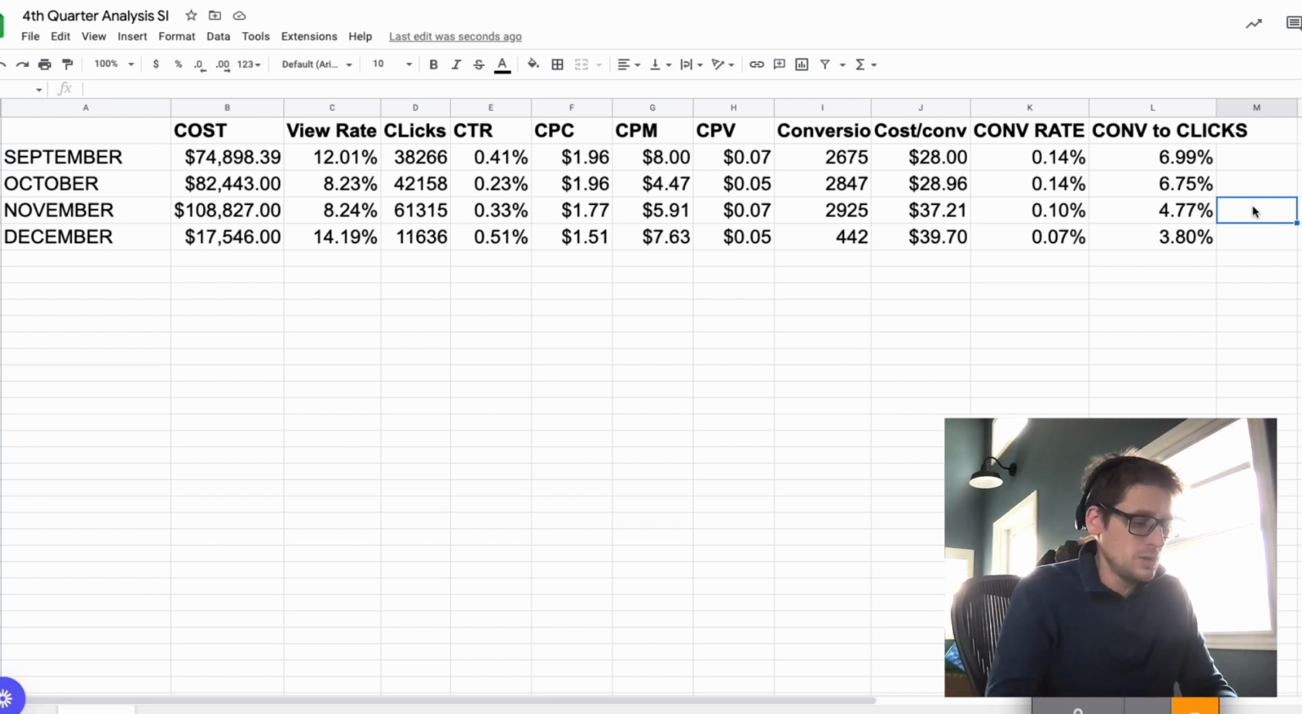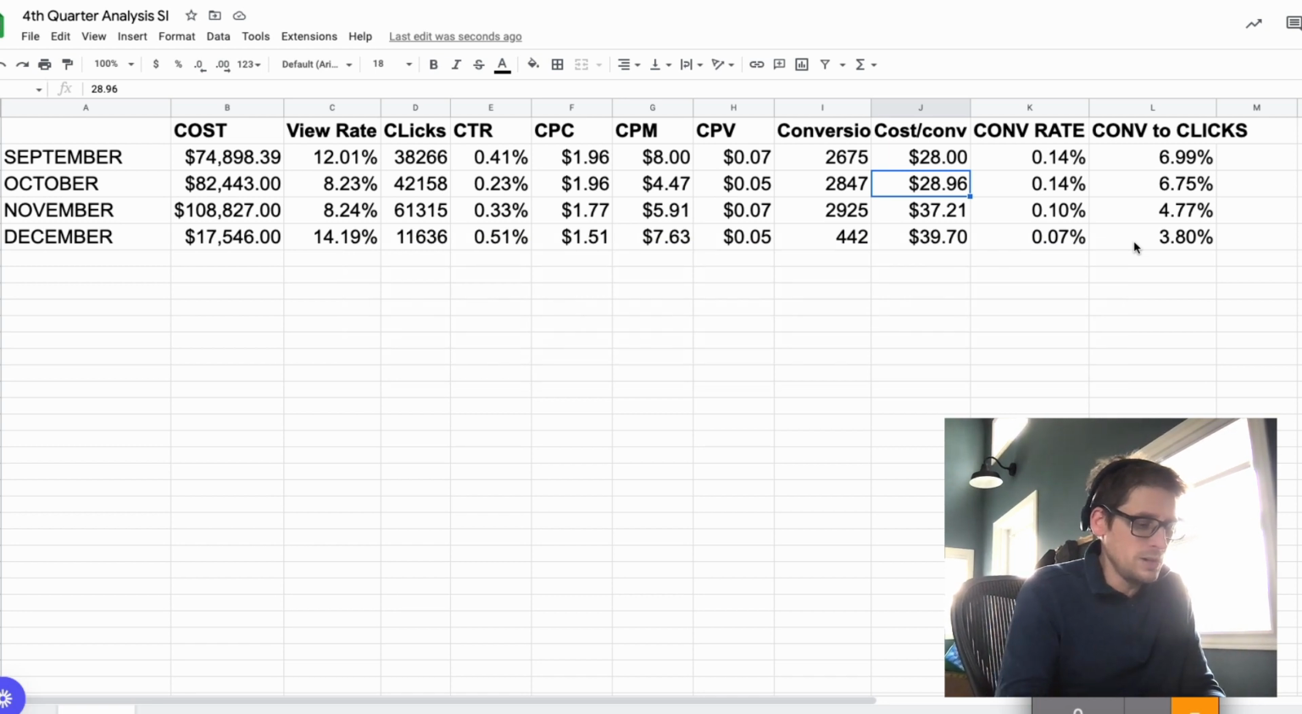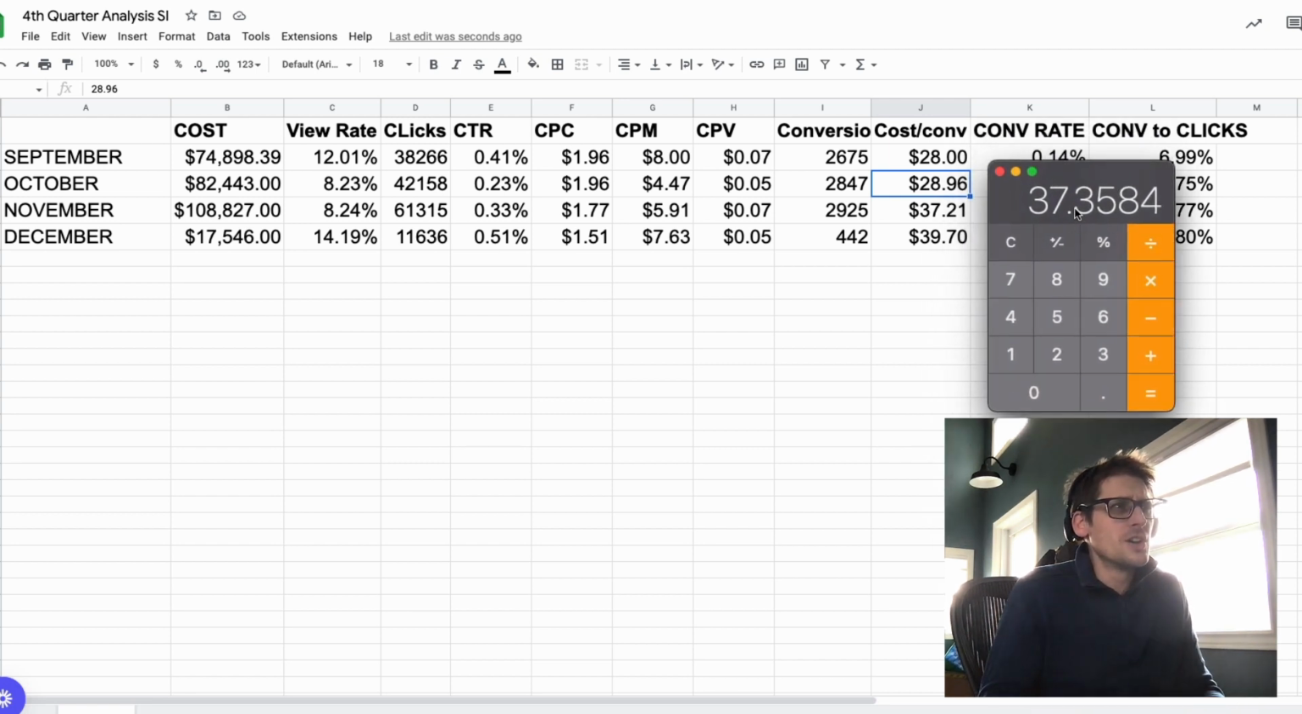If we do 1.98 over 6.75, that is a 29.3% decrease. So I don't know if this is going to work, but let's just see. If we take 28.96 and we multiply it by 1.29, right? We're pretty darn close, aren't we?